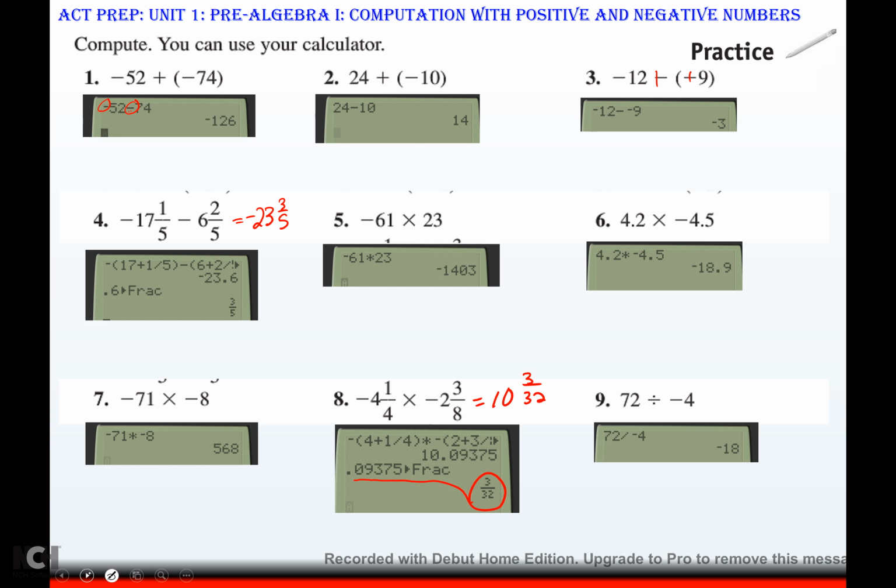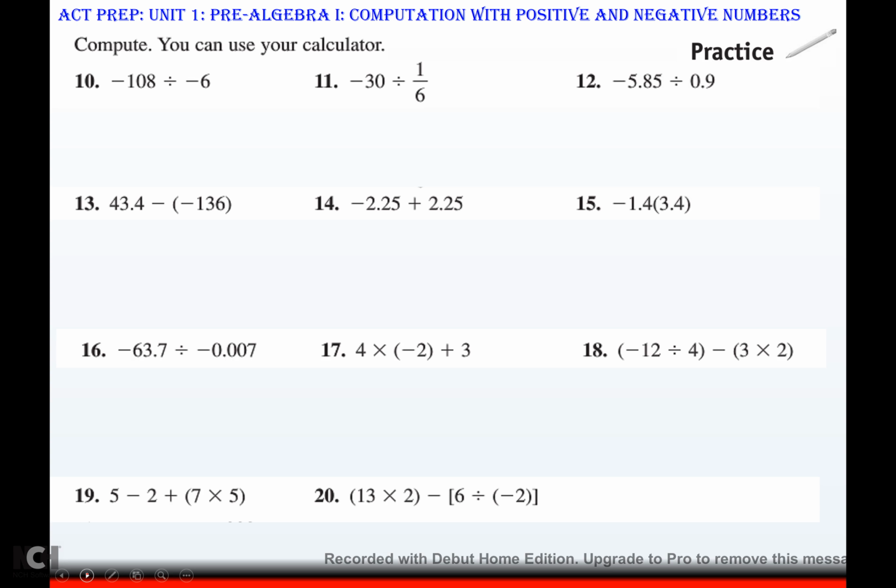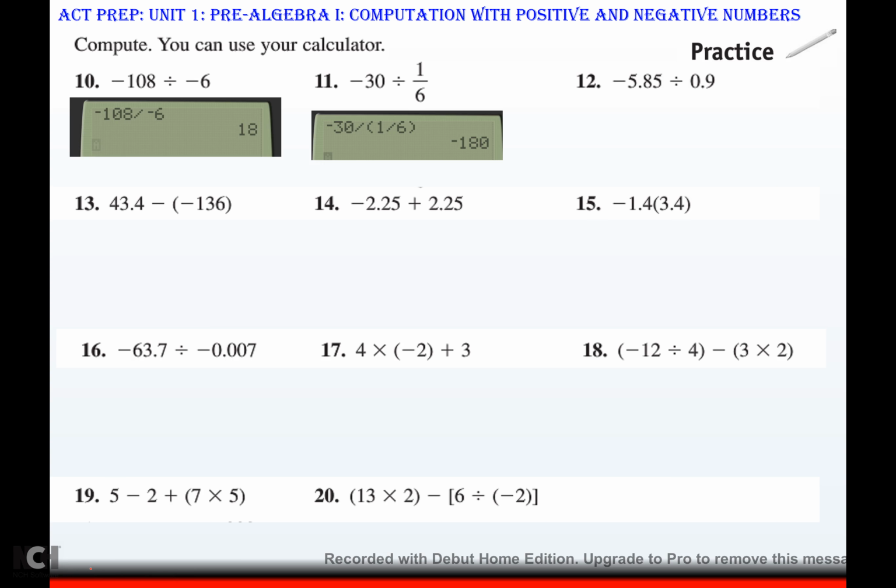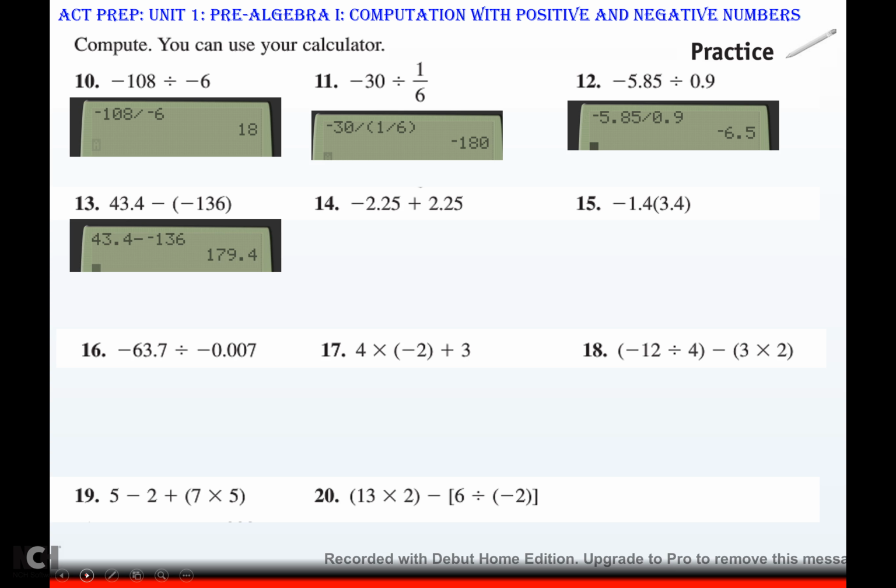72 divided by negative 4 is negative 18. Okay, division. It's all kinds of stuff. Again, you're just typing. Negative 108 divided by negative 6 is positive 18. Negative 30 divided by 1 divided by 6 is negative 180. 12, negative 5.85 divided by 0.9 is negative 6.5. 13, 43.4 minus a negative, which is going to turn it positive and add them, gives me 179.4. Negative something plus itself is always 0.